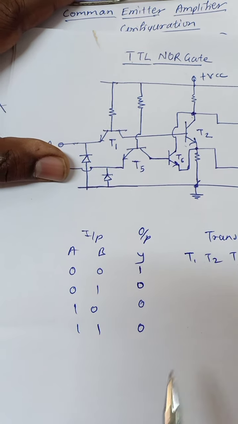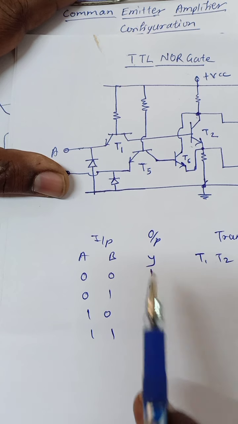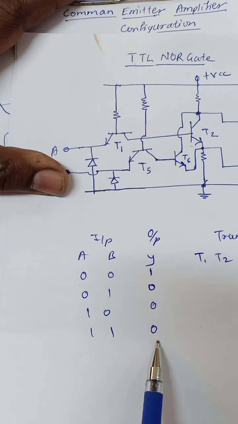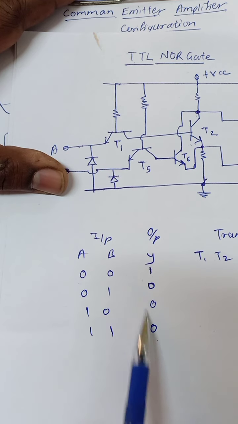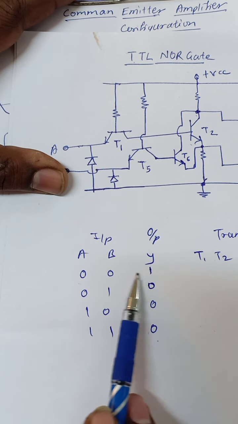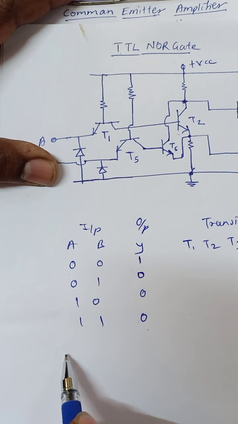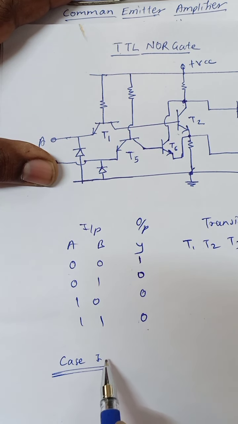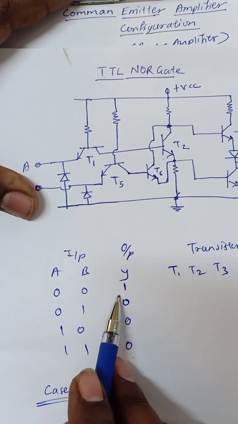So we consider case 1 and case 2. This is case 1 and this is case 2. Okay, so this is considered case 2 and this is case 1. Now let's discuss what happens in case 1. Case 1 means this one.